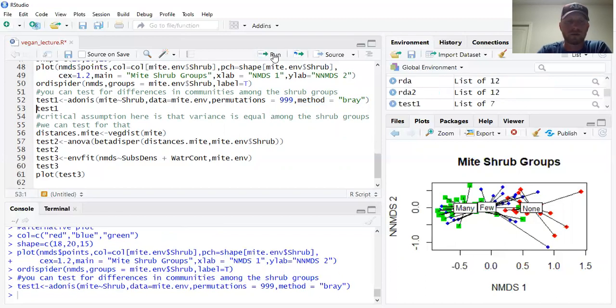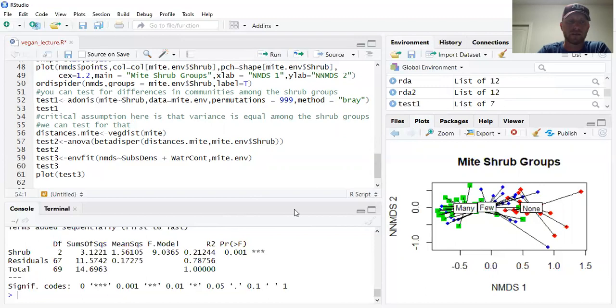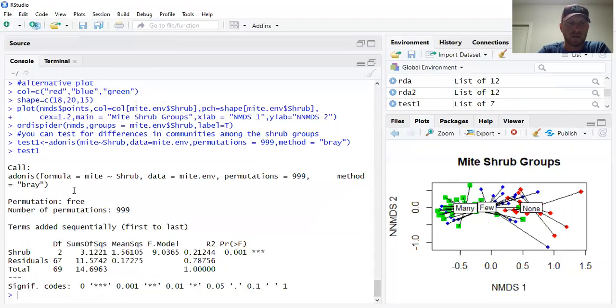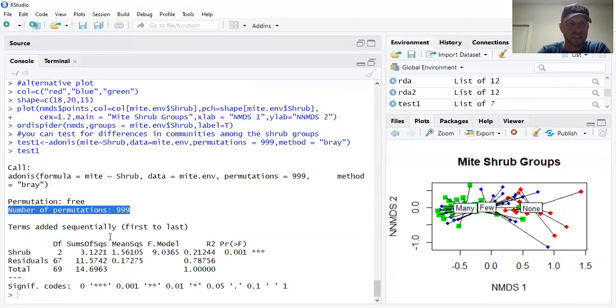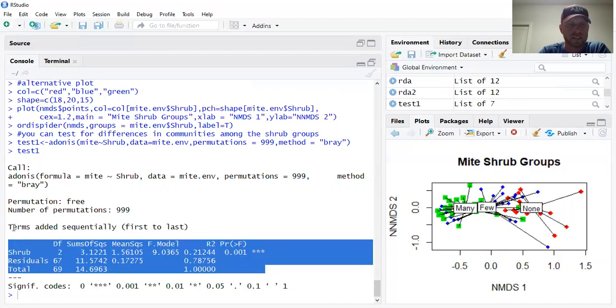So I'm just going to run test1, and notice it went very quickly. It created an object called test1. If I just run the name of that, we can have a look at it. And so here's our formula. It's just reminding us of that. It tells us how many permutations we did. And then it's giving us a table of summary statistics.